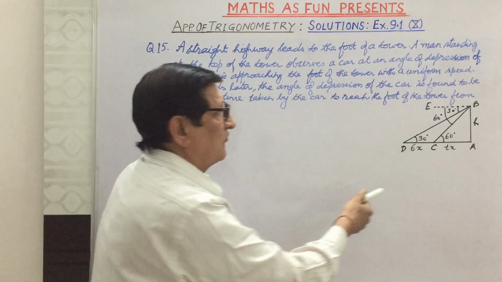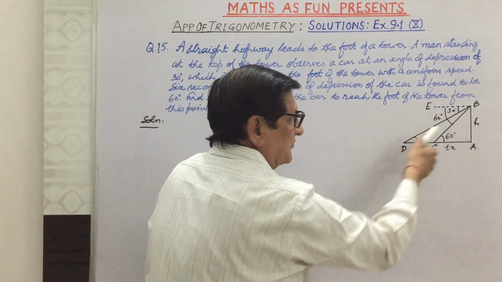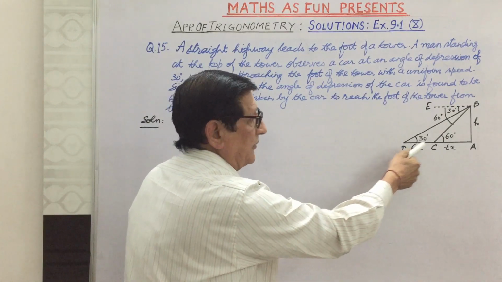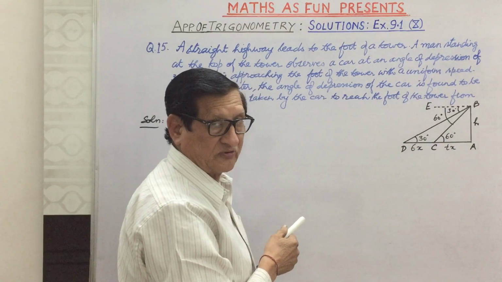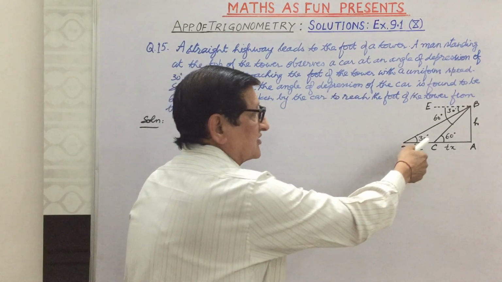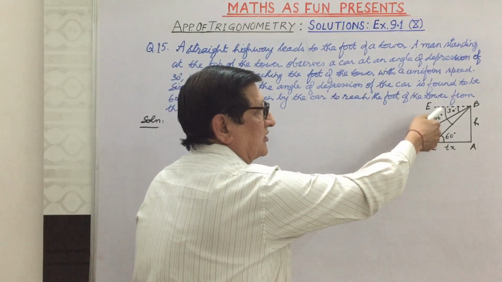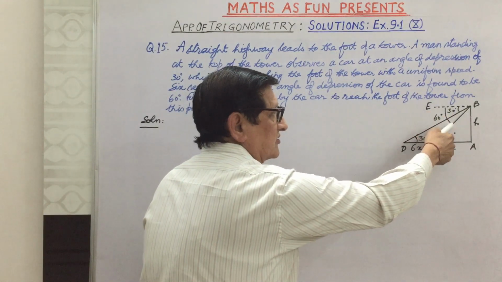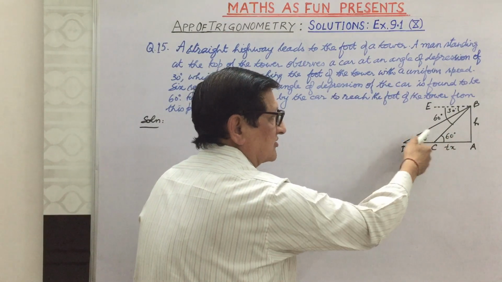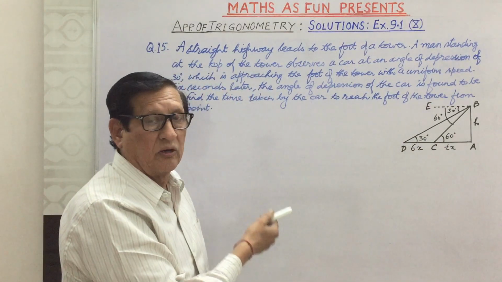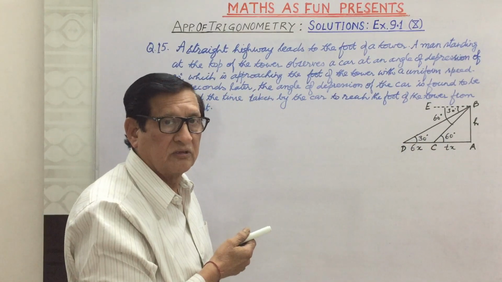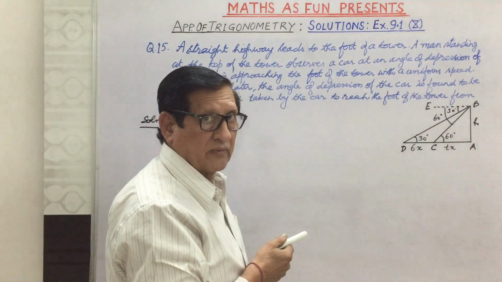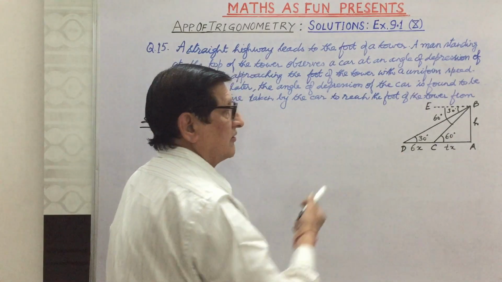To draw the diagram, here we find AB be the tower, suppose. D is the first position of the car from where it is approaching the foot of the tower. C be the second position where the angle of depression becomes 60 degree. These are the angles of depression, 30 degree and 60 degree, and same will come here, 60 degree and 30 degree, because they are alternate interior angles. We consider that the height of the tower is h, and suppose the speed of the car is x.